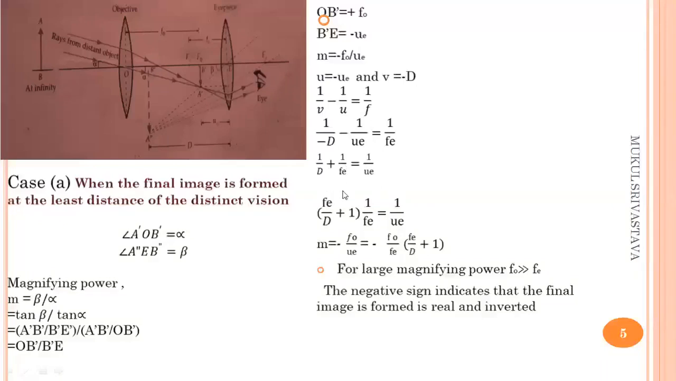Now you take Fe common here. In that case, Fe upon D plus 1 equals 1 upon Fe within bracket here, equals 1 upon UE. And again, if you multiply both sides by F naught, you will get the value of M. In this case, M equals minus F naught upon UE, which equals minus F naught upon Fe within bracket Fe upon D plus 1. For large magnifying power, F naught must be greater than Fe. The negative sign here indicates that the final image formed is real and inverted.